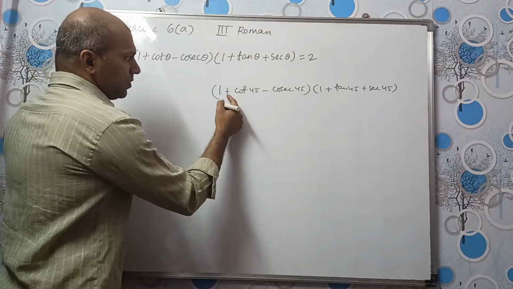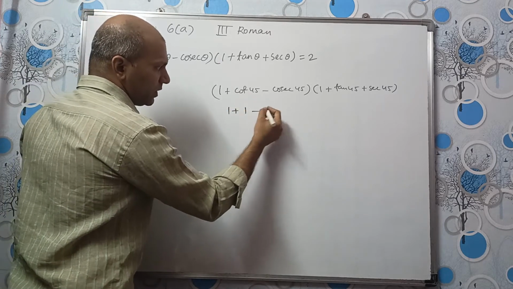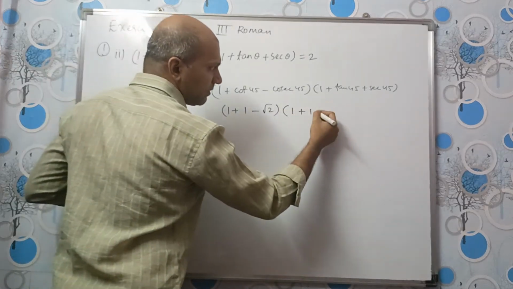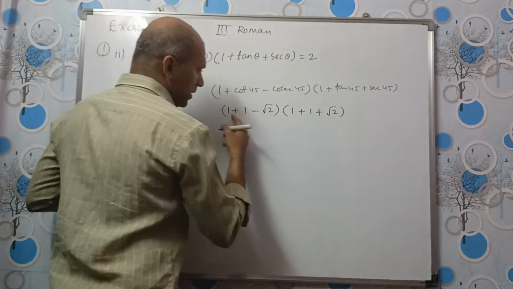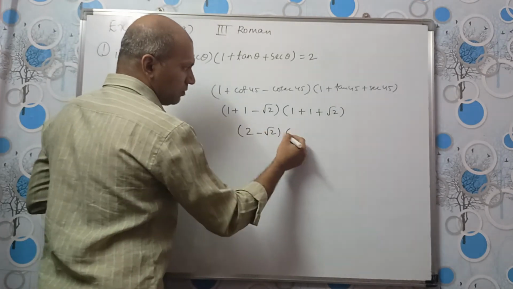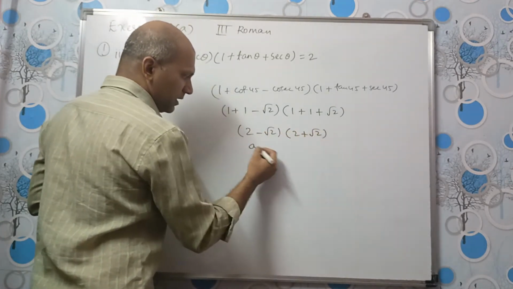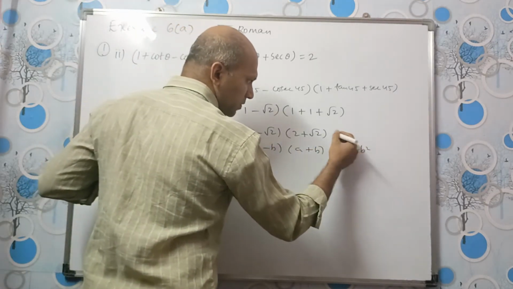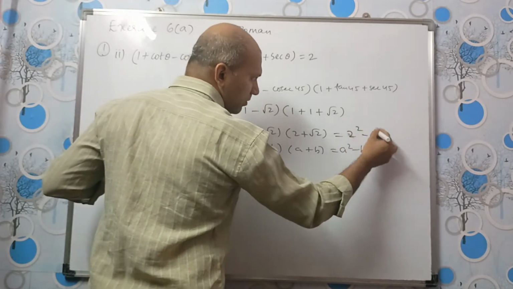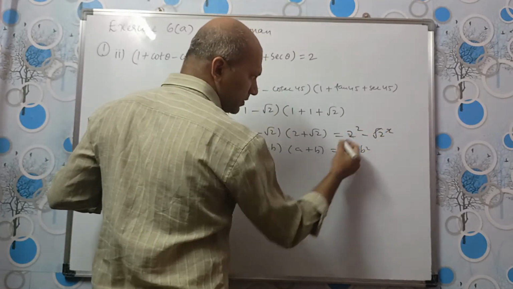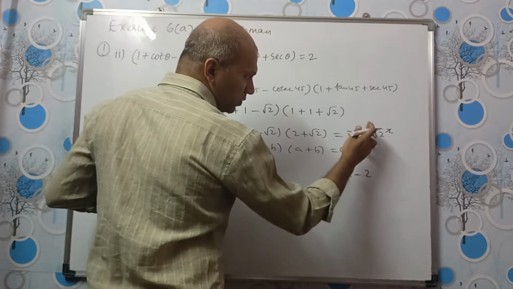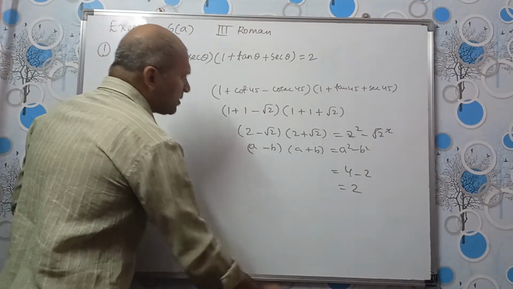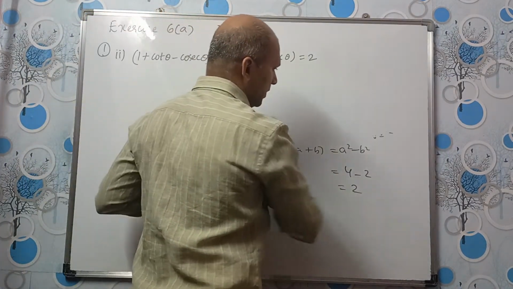Okay. So 1 plus cot 45 is 1, minus cosecant 45 is root 2. This is 1 plus tan 45 is 1, secant 45 is root 2. So 1 plus 1 is 2: (2 minus root 2) multiplied by (2 plus root 2). This is (a minus b)(a plus b), so this will be a square minus b square. So we can directly write 2 square minus root 2 square. Root and square will get cancelled. So this will be equal to 4 minus 2. 2 square is 4. So this will be equal to 2. Okay. See, this trick will be useful in competitive exams when you have limited time.